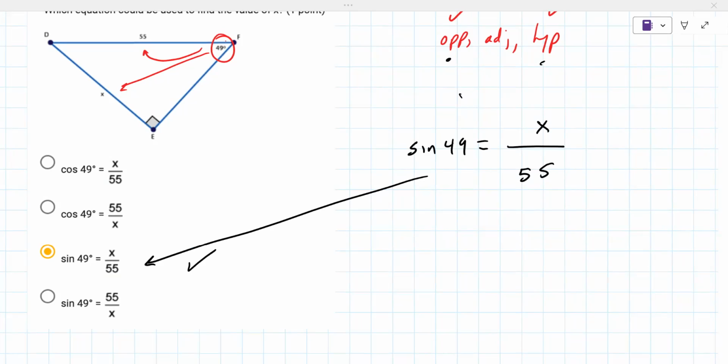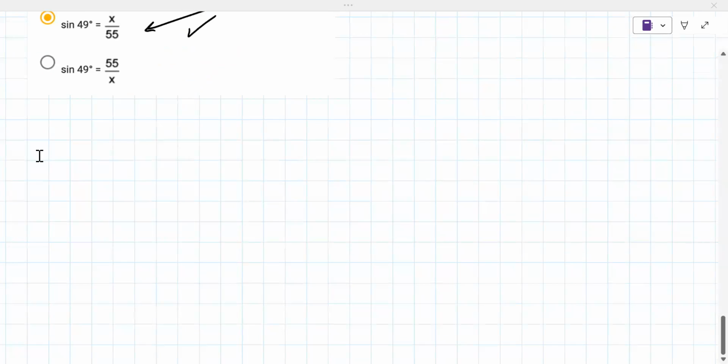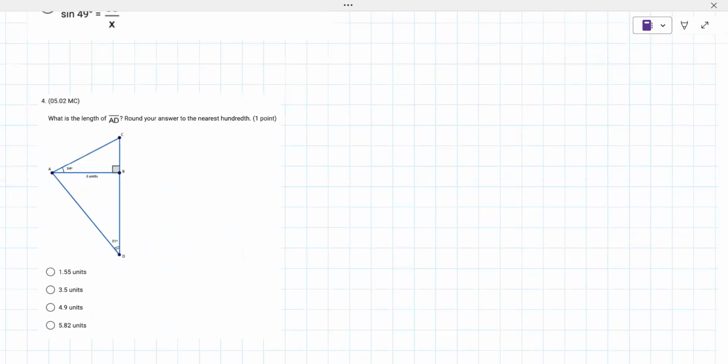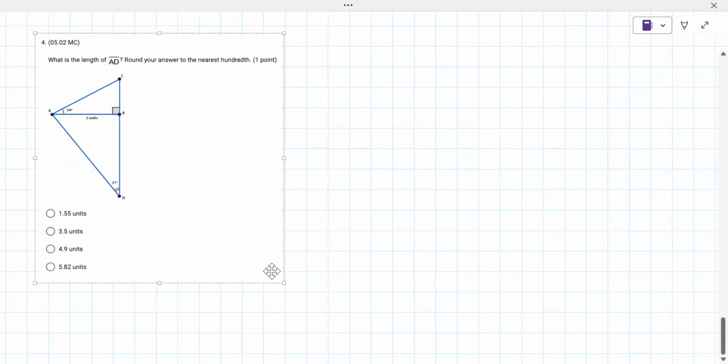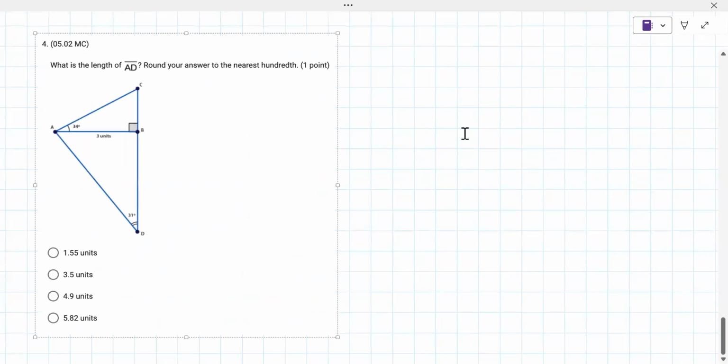Here's the next one that I got. Let me put it in the chat. All right, what is the length of AD? Round your answers to the nearest hundredth.